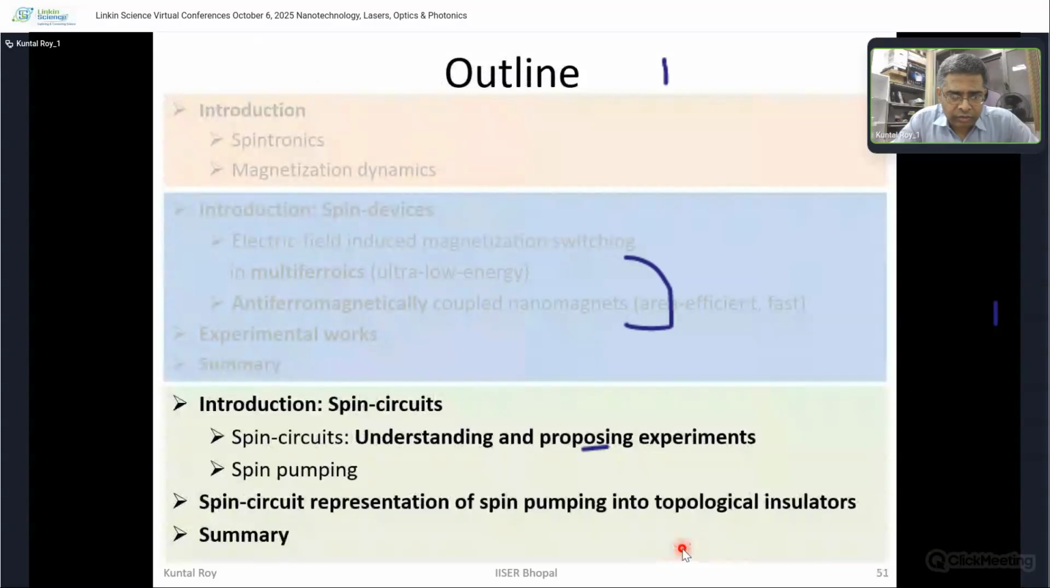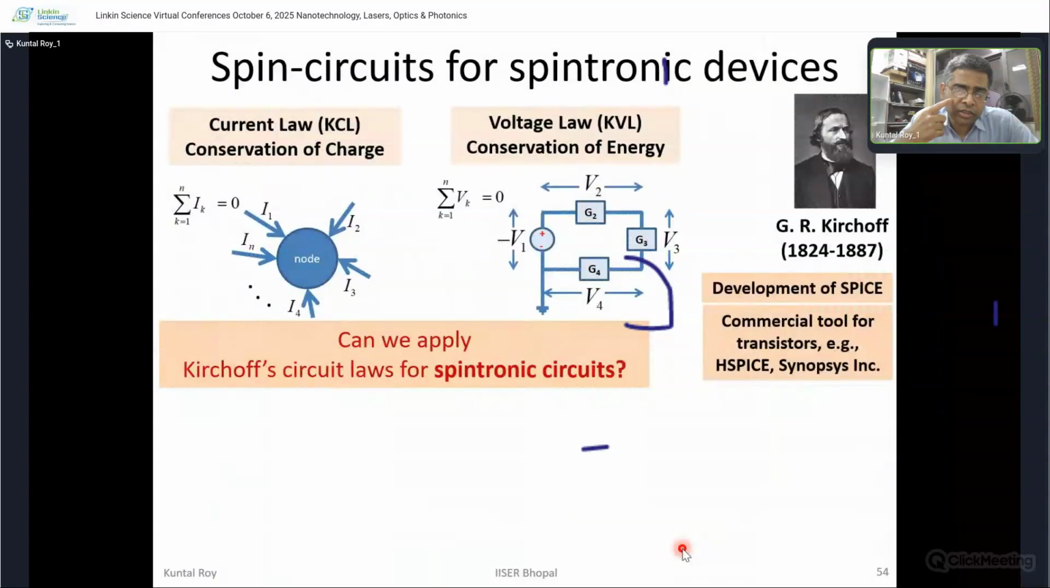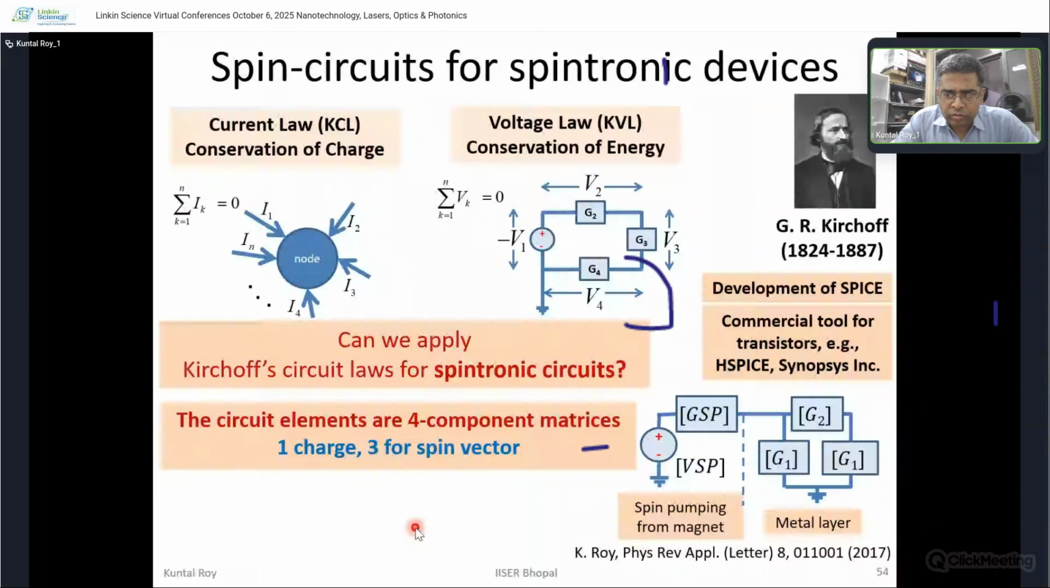So this comes to spin circuits. The spin circuit is a very versatile paradigm for analyzing spintronic devices. The main concept is that you can use the very same types of circuit laws for spintronic circuits that we have used for traditional transistors. For traditional transistors there is charge only, but for spin we have direction also. That's why there are three directions, X, Y, Z, so in general it is four component matrices for spin. Here is an example of how we can model those things.